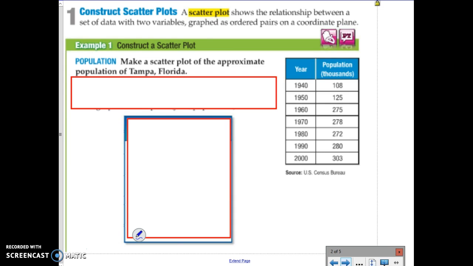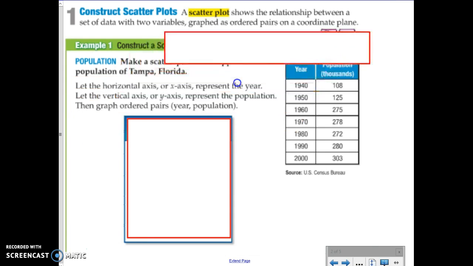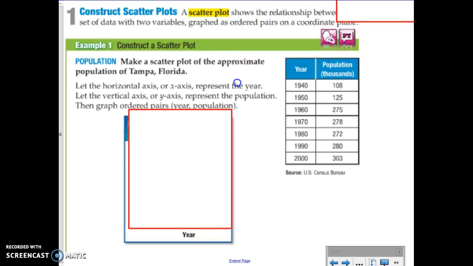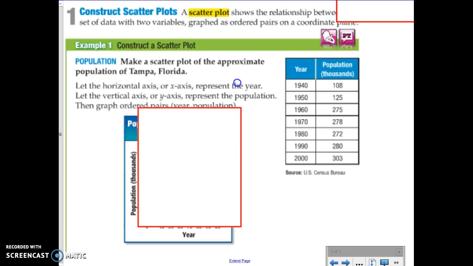In example 1 here, it tells us to make a scatter plot of the approximate population of Tampa, Florida. In order to do that, we're going to start by letting the horizontal axis, or our x-axis, represent the year. And then we're going to let the y-axis, or that vertical axis, represent the population in thousands. So here you're going to show that relationship as a scatter plot by plotting those points. And now we can understand that year is really going to correlate with the x-coordinate, and population is going to correlate with the y-coordinate in thousands.